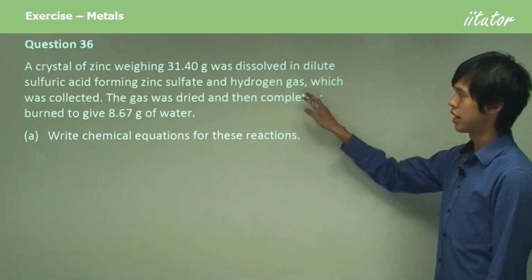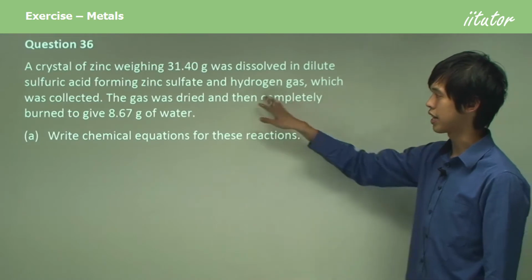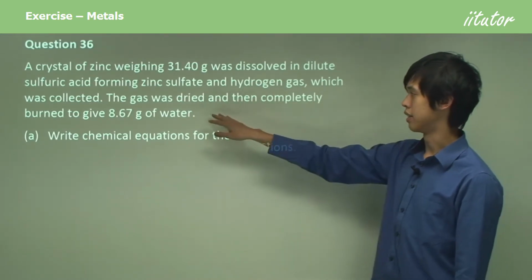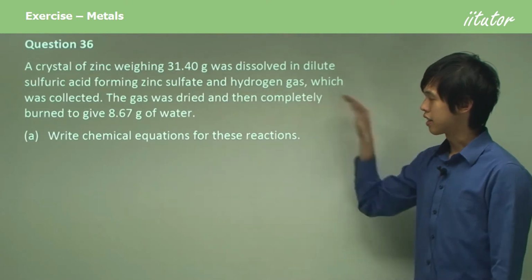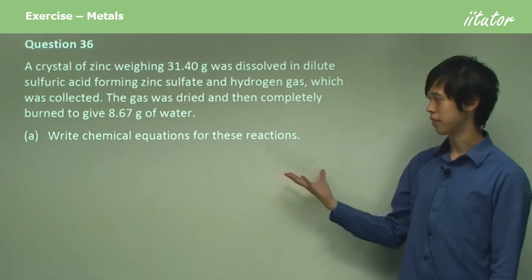Question 36. A crystal of zinc weighing 31.4 grams was dissolved in dilute sulfuric acid, forming zinc sulfate and hydrogen gas, which was collected. The gas was dried and then completely burned to give 8.67 grams of water. Write chemical equations for these reactions.